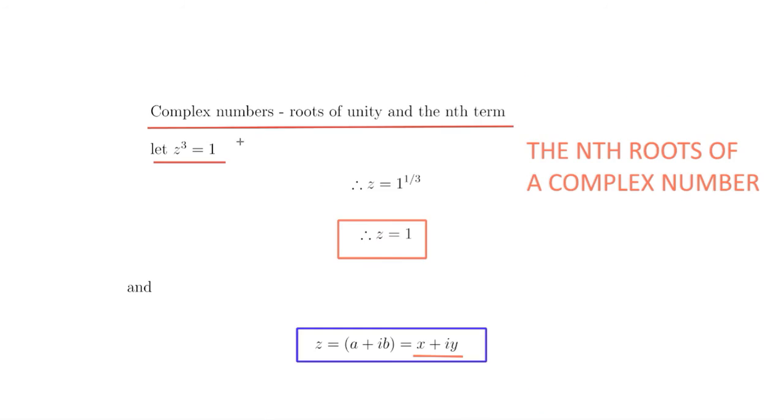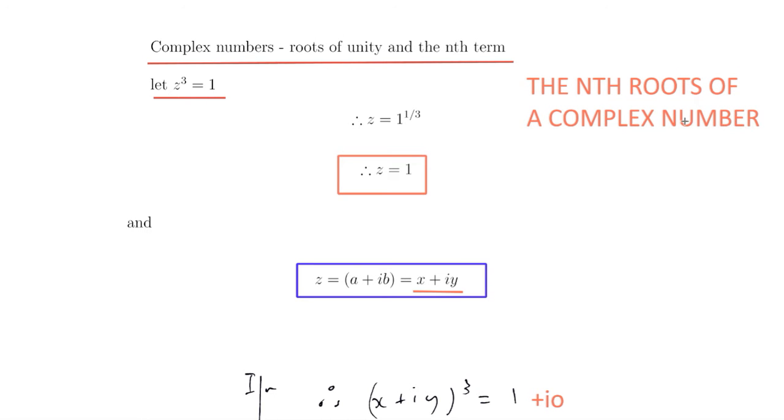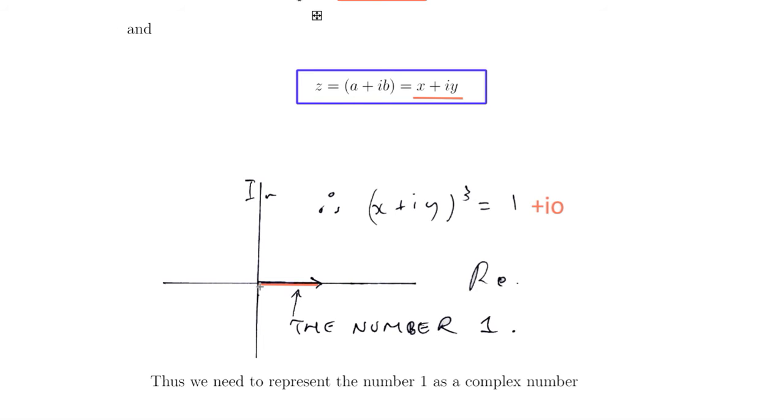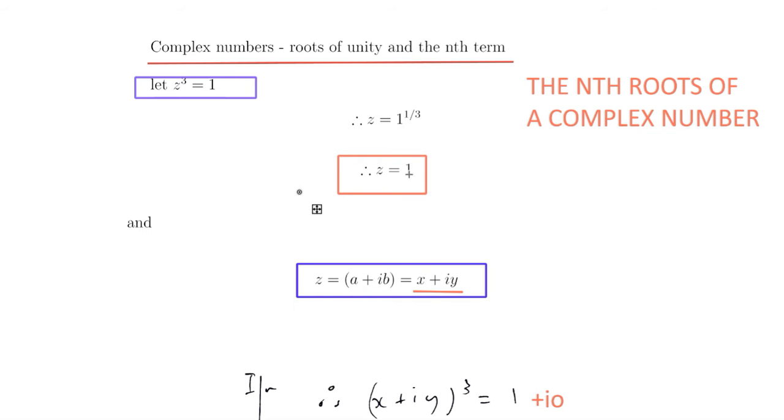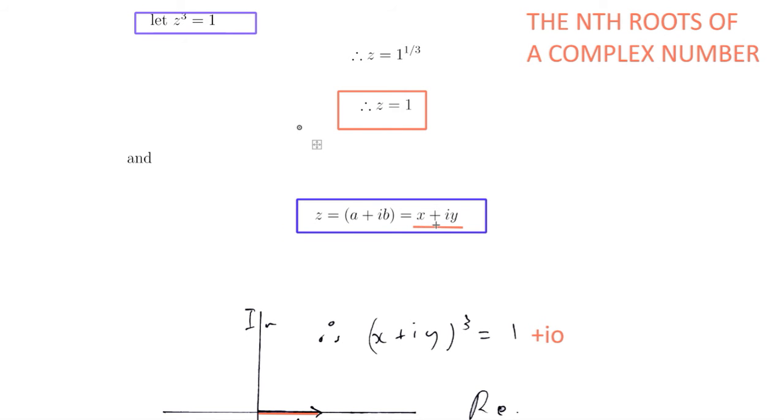To recap, we are looking at the idea of the nth roots of complex numbers. Our example was z cubed is equal to 1. With some algebra, or what we could say are indices laws, we were able to represent it as a point on the real axis with no value on the imaginary axis, because it is simply equal to 1. There is no imaginary number here, wherein z is x plus iy. So if z equals x plus iy, then x plus iy must equal 1.